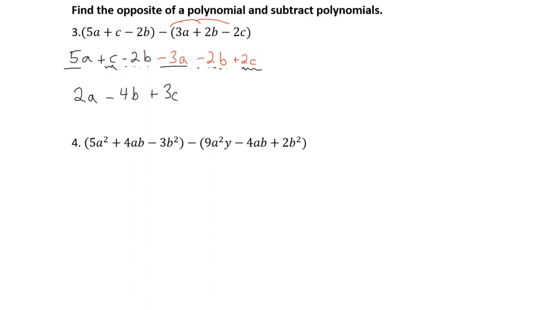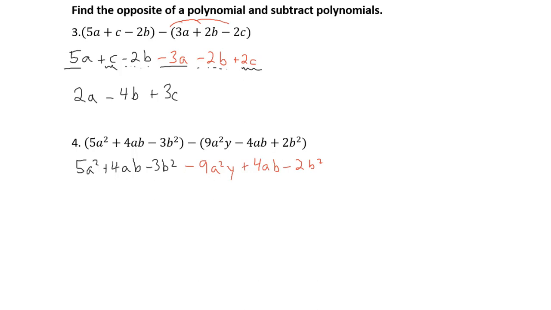All right, same thing we're going to do in this next example. There's nothing in front of this, so it doesn't change the first parenthesis. We're going to bring that down. And then with the second one, we are going to apply the subtraction, so we're going to make everything inside that follows the opposite. Negative 9a squared y plus 4ab minus 2b squared. And then we're going to collect our like terms.